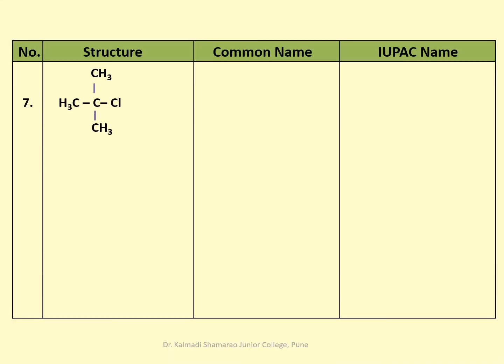In this compound, there are 4 carbon atoms and the chlorine atom is attached to a tertiary carbon atom. So the alkyl group is called tert-butyl group. So the common name is tert-butyl chloride.